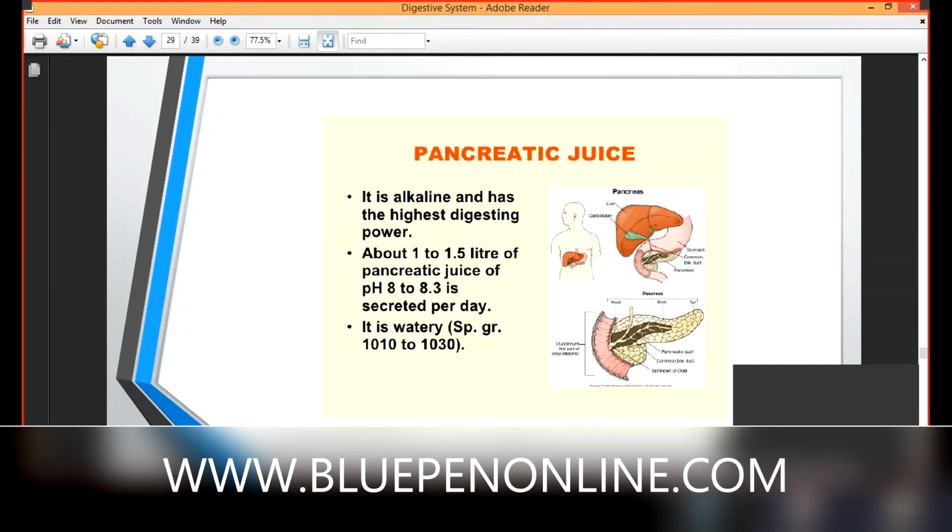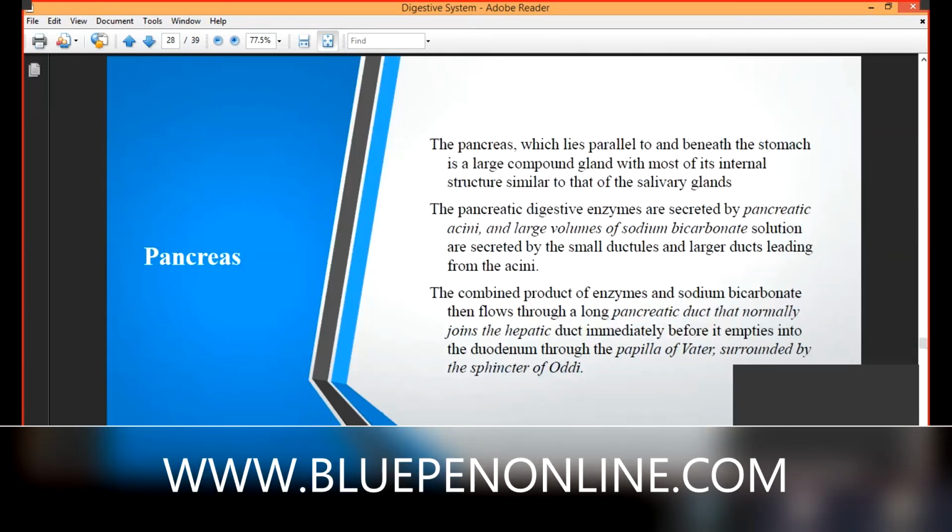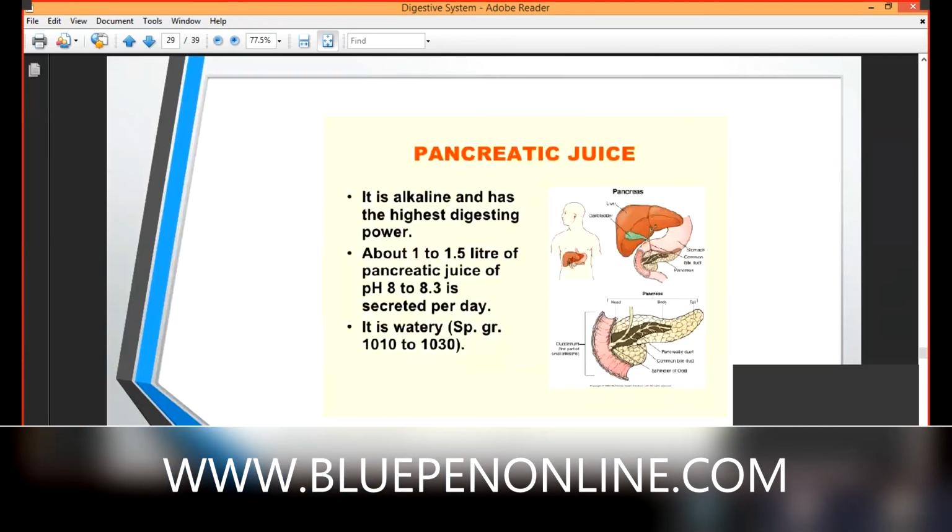Yeah, ma'am, I can say pancreas is parallel and beneath. The stomach is a large compound with most of its internal structure. I have changed the slide. Can you see now? I'll come. Yeah. You said, ma'am, that by the time. Yeah. Diagram. The diagram of pancreas. This is a diagram. You know, okay. Oh my God. Okay, I will teach you.